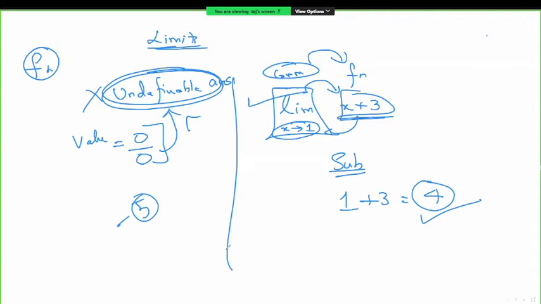4 methods. However many questions, only that will come. Don't learn more than that. I don't know what you guys are tripping about limit. This only is limit.